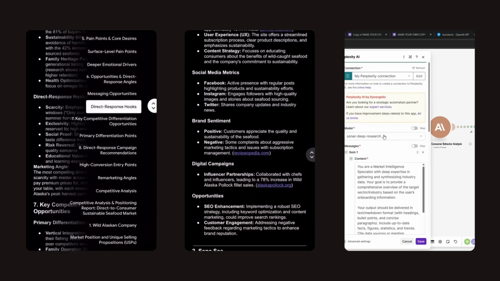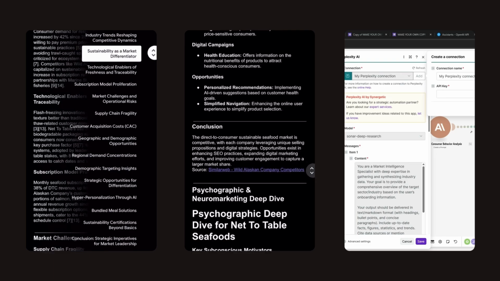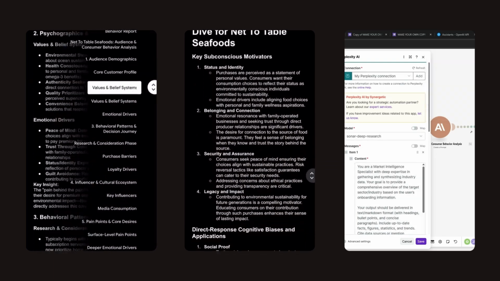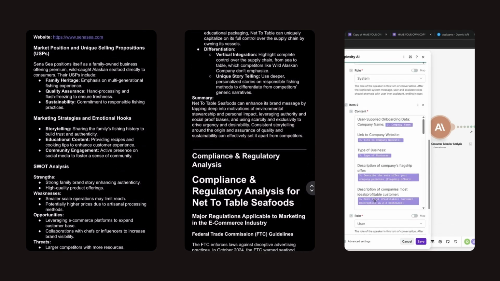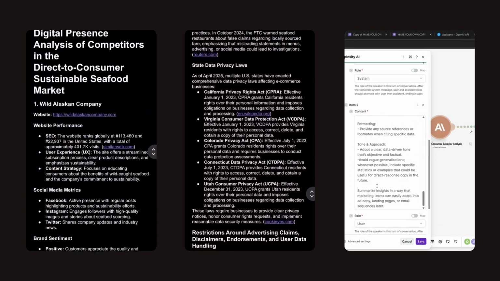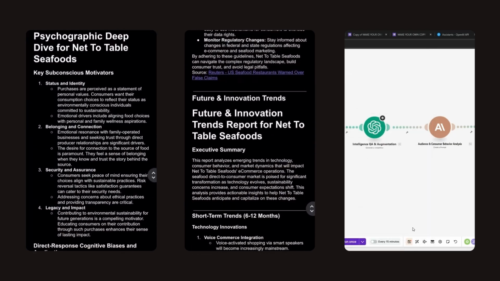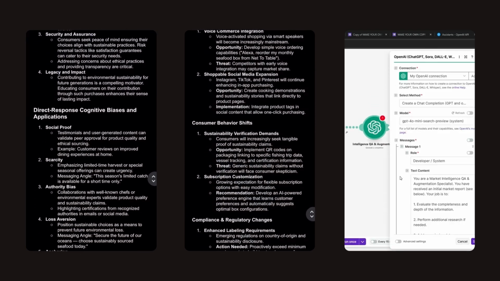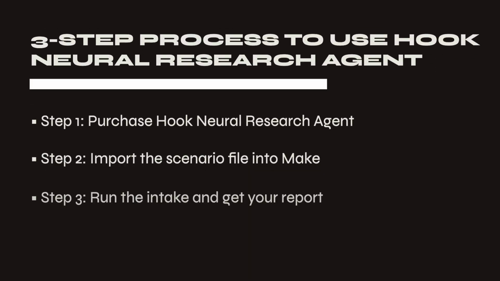You get a psychographic and neuromarketing deep dive, mapping subconscious motivators and specific cognitive biases you should be leaning on. Things like social proof, loss aversion, authority, scarcity, fear of waste, and fear of being left behind. And finally, you get a direct response hook and angle bank where all of that research is turned into hooks, headlines, and angles you can plug straight into Meta ads, emails, and VSLs. So it's not just data, it's a direct response playbook wired to how your buyers actually think.